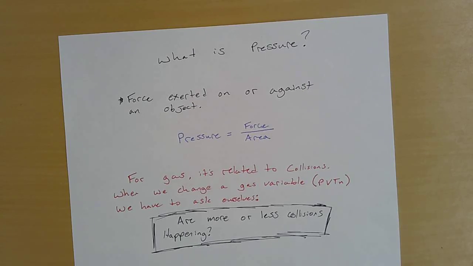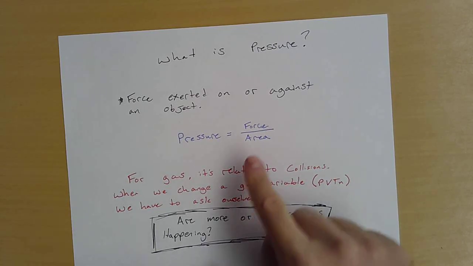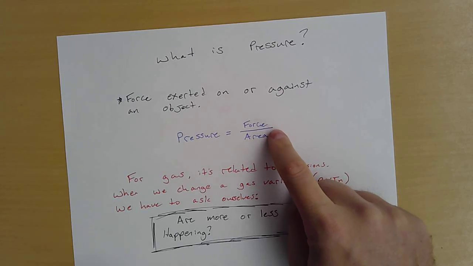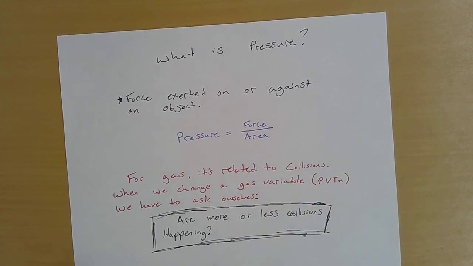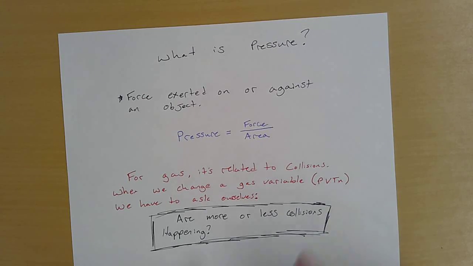Hey everyone, so today let's talk about what happened in our pressure lab. Force exerted on an area is basically what pressure is. So, pressure is force divided by area. For a gas, what we're going to do is related to the number of collisions. So, we're going to look at different changes: changes in pressure, volume, temperature, and amount. And we have to ask ourselves with every change, are there more or less collisions happening?